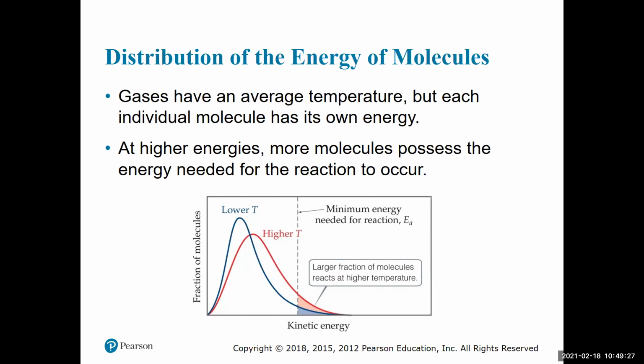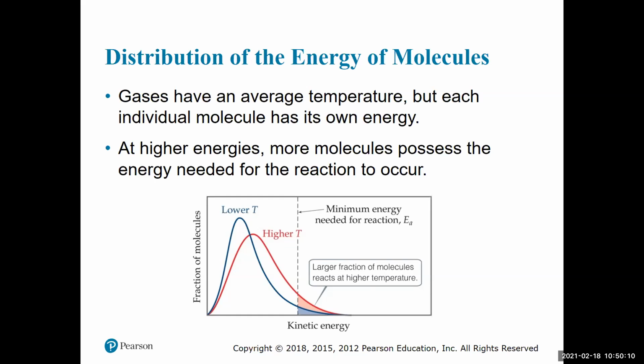And so in this plot that we have here, the curve that's in black is a lower temperature average value, and the red one is a higher temperature value. And what we see is the kinetic energy distribution at those two temperatures. The average kinetic energy is a little bit higher for the higher temperature one, which is what we would expect. We put more energy into it. But really the key thing here is we look at our minimum energy for the reaction. Once again, that's the activation energy.